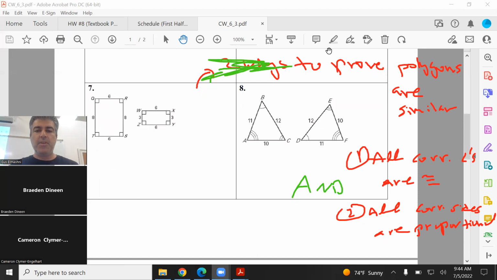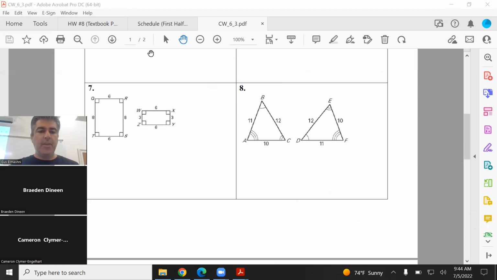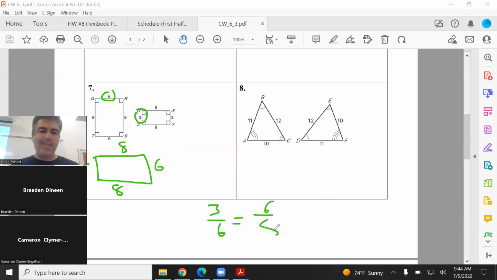So for number 7, it's going to be no. Yes, all the angles are the same, but if you think about it, if I compare this with this, I'm going to have to rotate that bigger rectangle like this. So I have 3 to 6 equals 6 to 8. Those are not the same. That's 1/2 and 3/4.